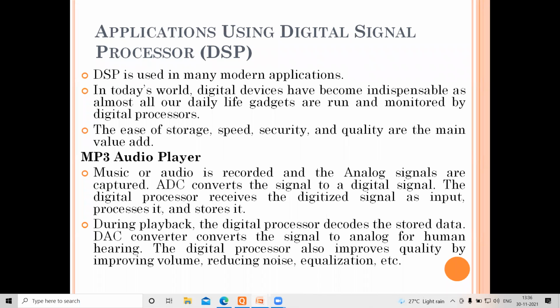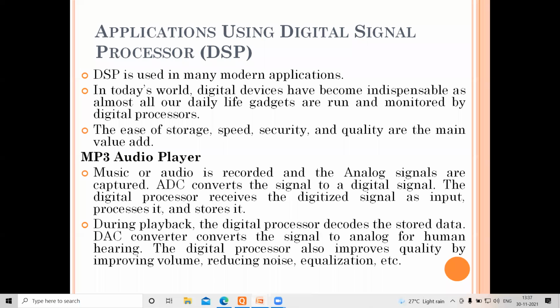Then coming to the applications now, applications using your digital signal processing. The simplest example which I can start with, to make you understand, I've taken an MP3 audio player. Your music or audio is being recorded and the analog signals are captured. Take the example of a good singer, Lata Mangeshkar or somebody. You want these audios to be recorded, so these are basically analog signals.